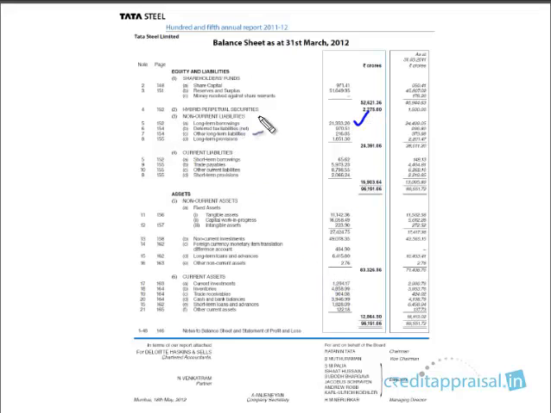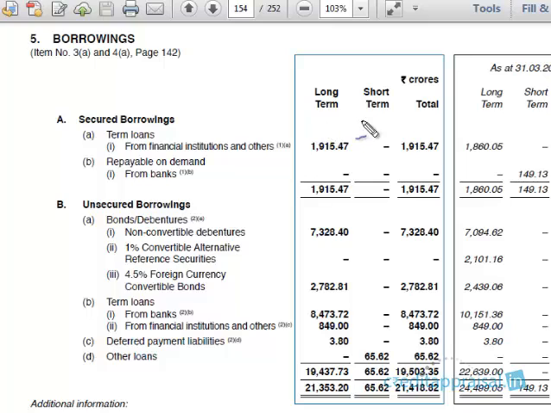Right, long-term borrowings. So let us see the schedule. What is the breakup of this 21,000 crores pertaining to long-term borrowings? So this is the 21,000 which you have seen. What Tata Steel's balance sheet has done is that the total borrowings are classified into secured borrowings and unsecured borrowings. Within this, again, they're classified as long-term and short-term. So what we've seen earlier, this 21,000 is the long-term portion of the borrowings, both secured and unsecured.